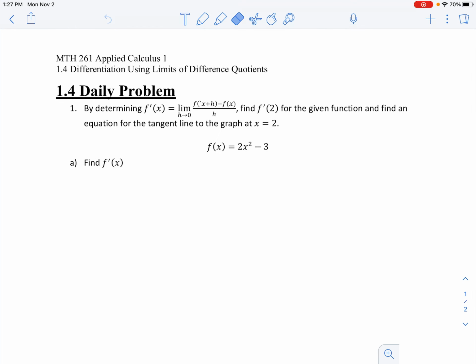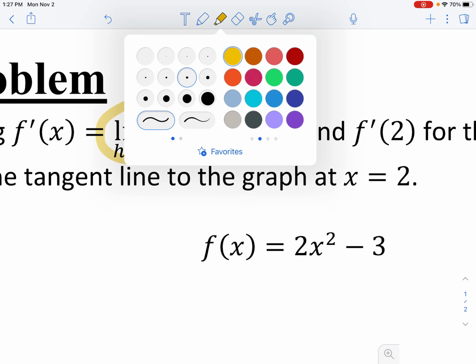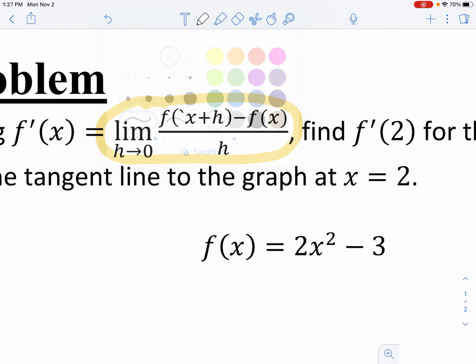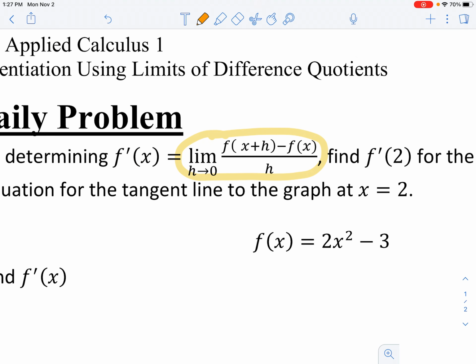All right, by determining f prime of x, and here I'm giving you this limit definition of derivative. Now, I just noticed something. This little apostrophe shouldn't be in here, so let me just delete this. I don't know what that was doing in there. So what we're going to have to do here is find the difference quotient, simplify it, and then plug in h equals 0. That is how we can find the derivative.